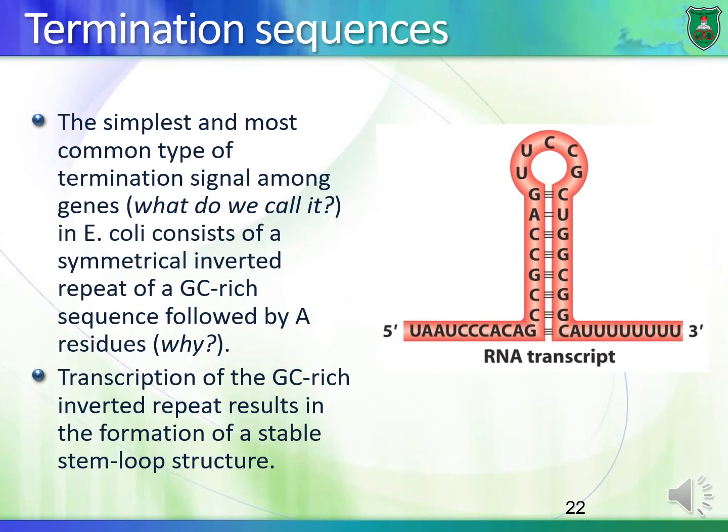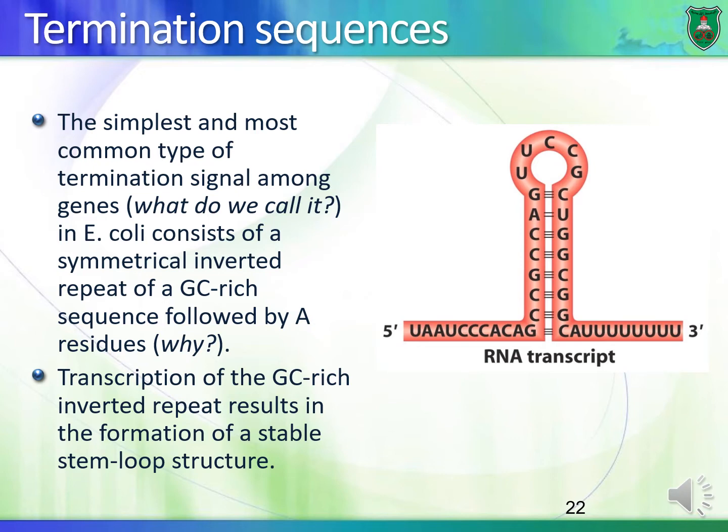The sequence is known as the stem loop structure because it forms a stem and loop structure. Now notice that this stem loop structure is rich with G's and C's. So the stem is really strong. I mean, it has really high affinity. And it is followed by U's, or A's in the DNA template.